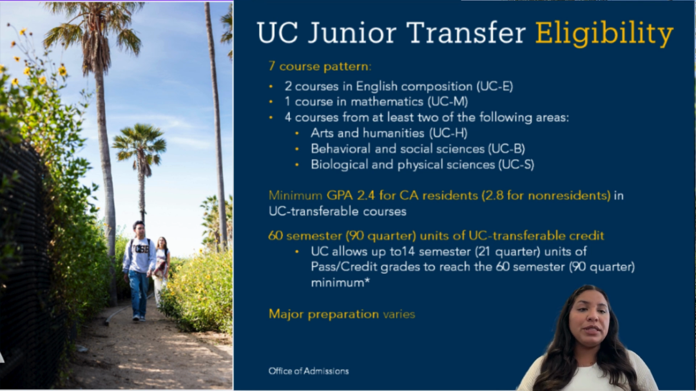The minimum requirements for transferring to any UC campus include the 7-course pattern, 60 semester or 90 quarter units of UC transferable credit, a 2.4 GPA for California residents and a 2.8 for non-California residents, and specific major preparation requirements as well. The 7-course pattern consists of 2 English courses, 1 math course, and 4 courses from at least 2 of the following areas: arts and humanities, behavioral and social sciences, and biological and physical sciences.